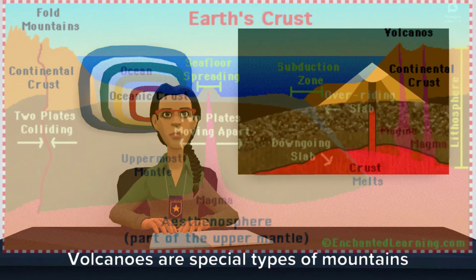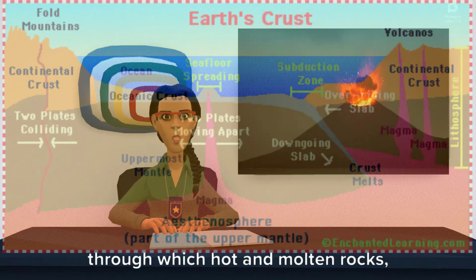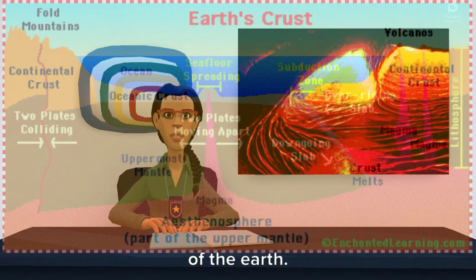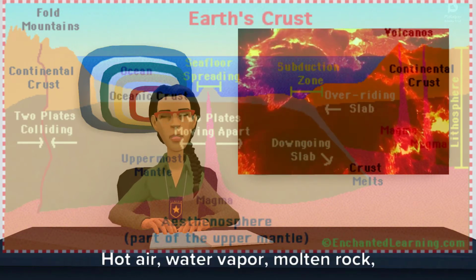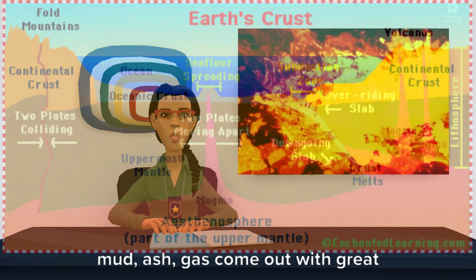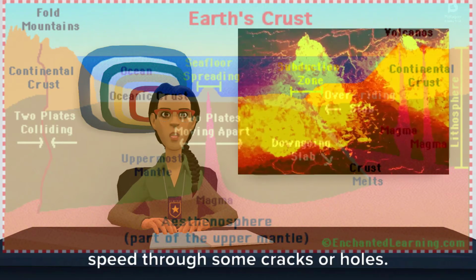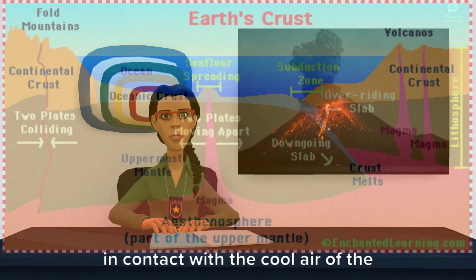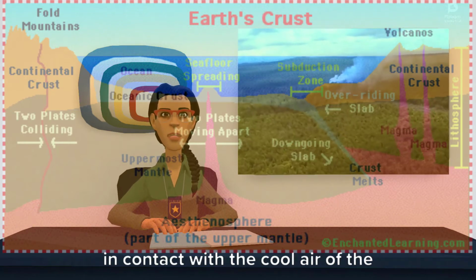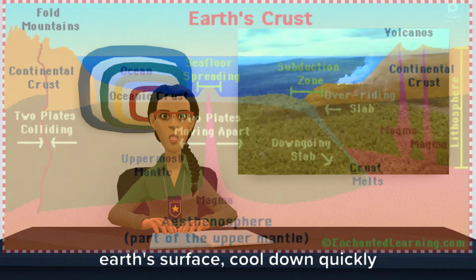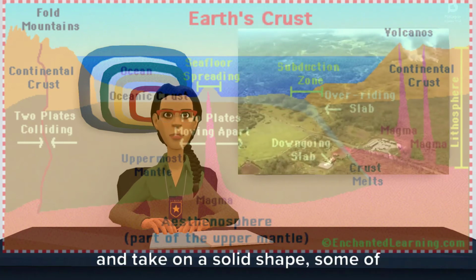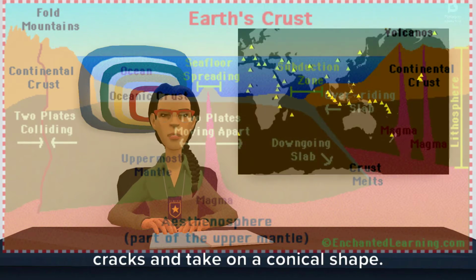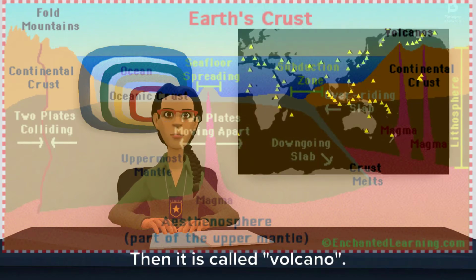Volcanoes are special types of mountains through which hot and molten rocks, ash and gas can come out of the interior of the Earth. It is a geographical process. Hot air, water vapor, molten rock, mud, ash, gas come out with great speed through some cracks or holes. All these emitted substances come in contact with the cool air of the Earth's surface, cool down quickly and take on a solid shape, some of which slowly accumulate around the cracks and take on a conical shape. Then it is called a volcano.